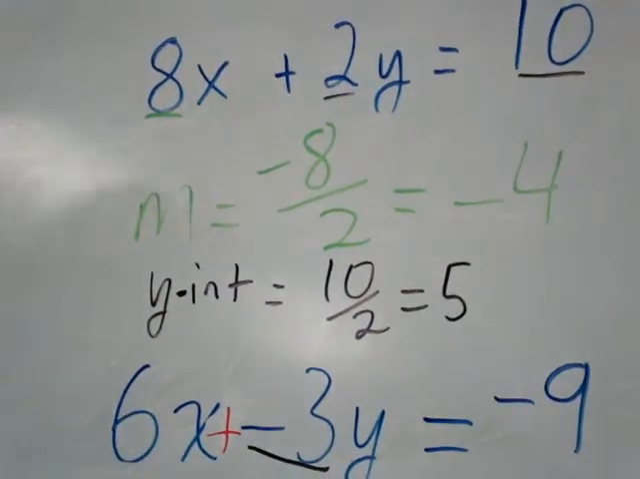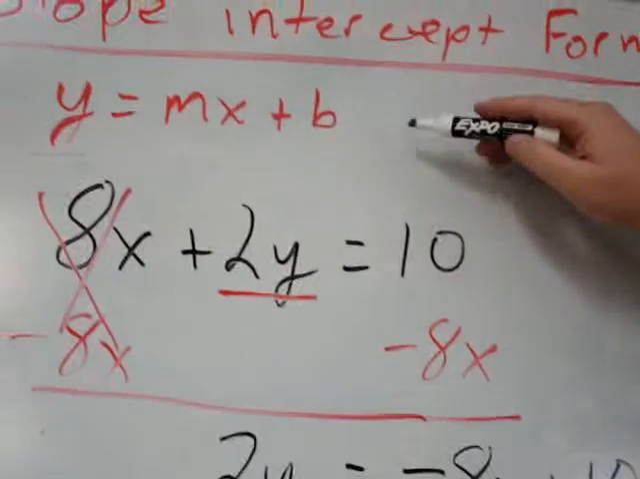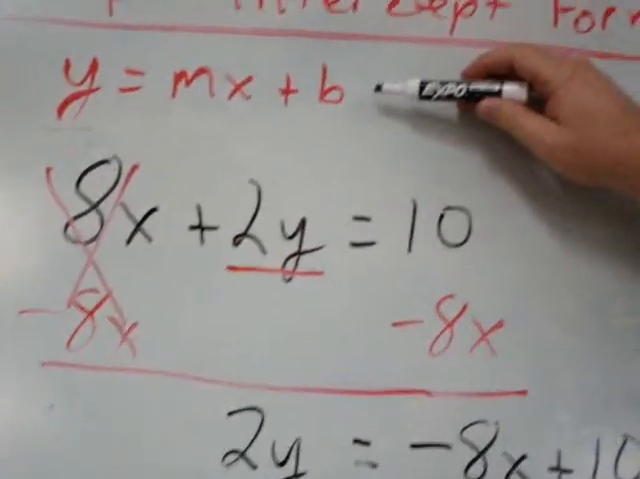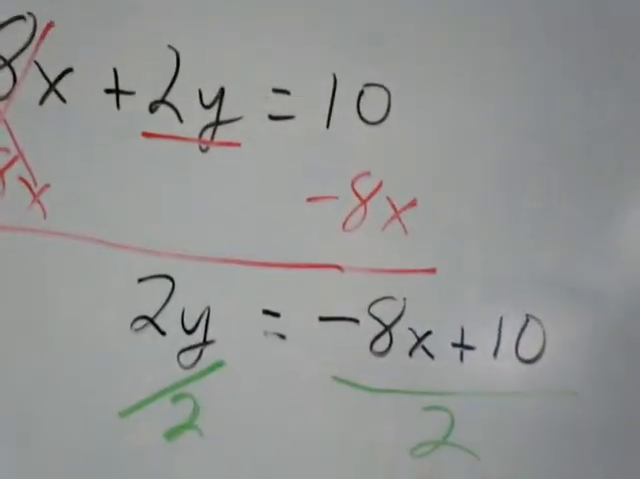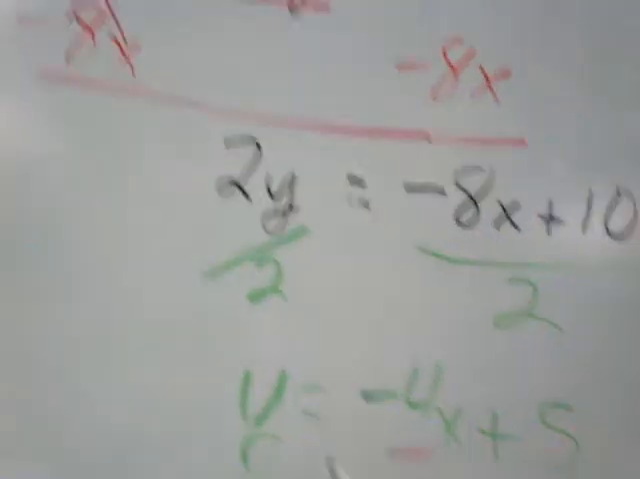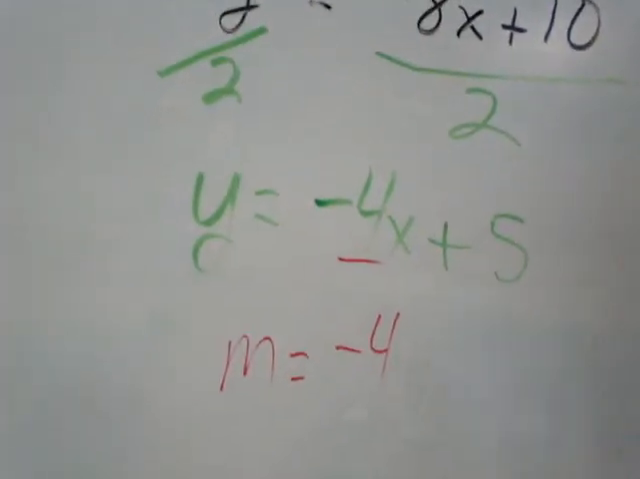Let's compare that to what we found over here in slope-intercept form. Y equals mx plus b, where m is the slope and b is the y-intercept. Here I found that the y-intercept was 5. Here I found that the y-intercept was 5. So here's the proof. It works.